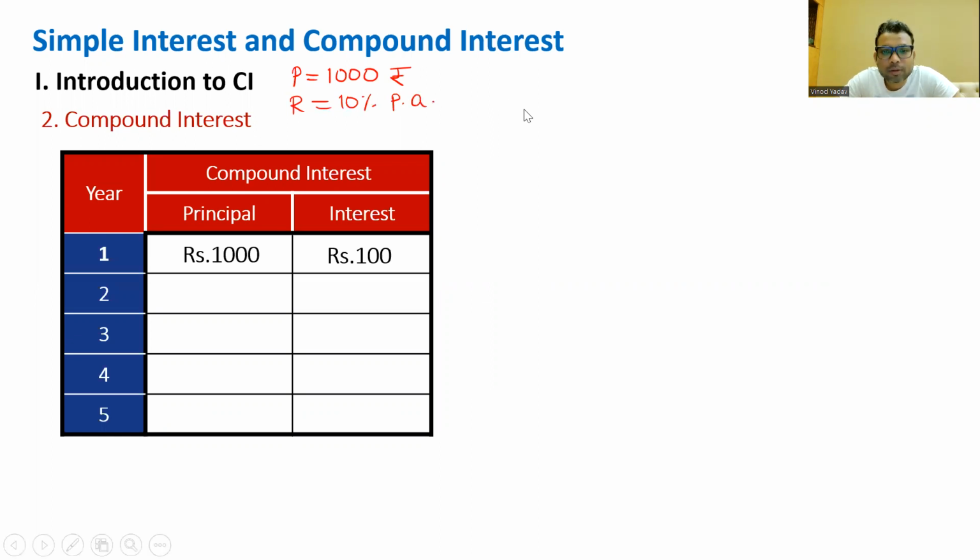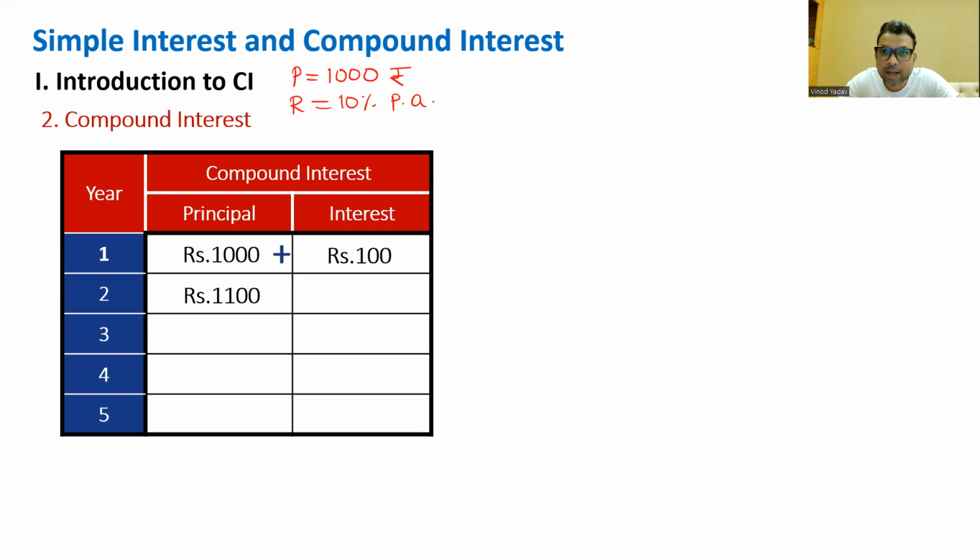Okay. So first year principal 1,000, interest 100 rupees. Next year, remember the principal will change. How? Old interest will also be added. So 1,000 plus 100, 1,100. This is the difference between compound interest and simple interest.